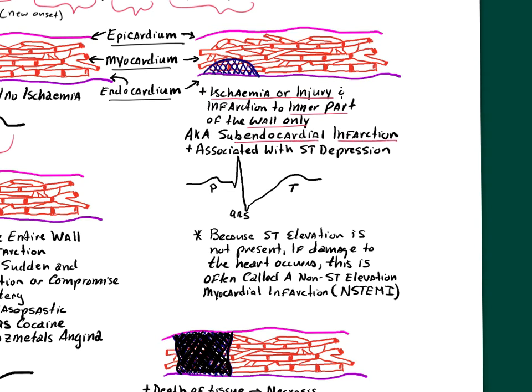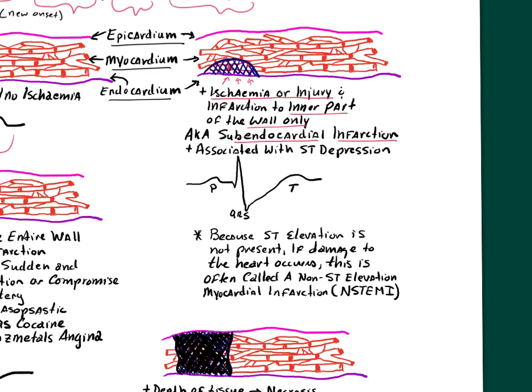Okay, so it's minimal damage. The ischemia and injury has not gone through the entire thickness of the wall. Generally, the inner part of the heart is more susceptible to injury than the middle and outer part. So when injuries occur, the injury starts from the inner part and then moves to the outer part. Does that make sense?